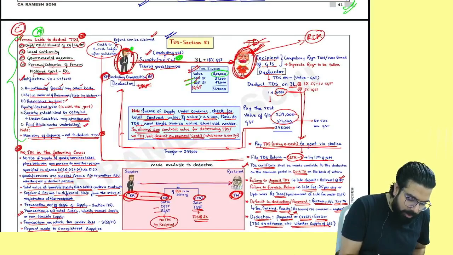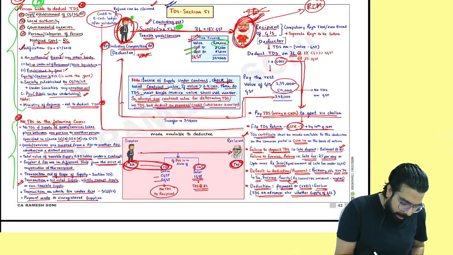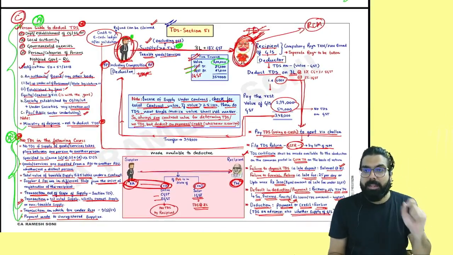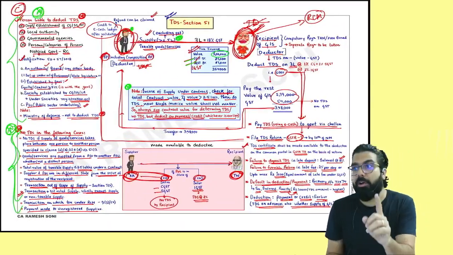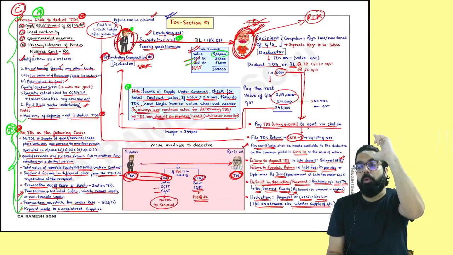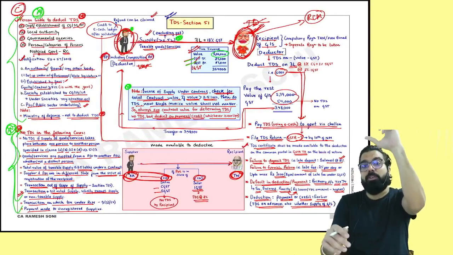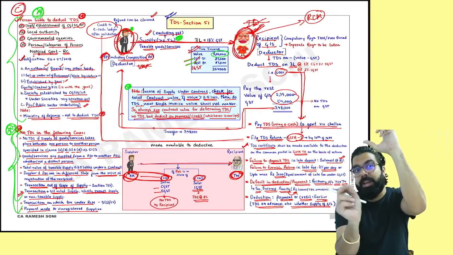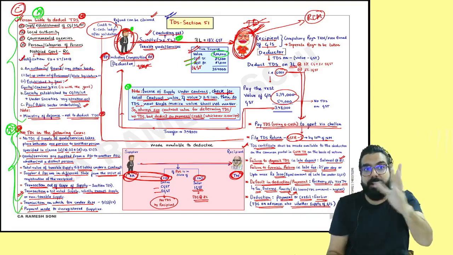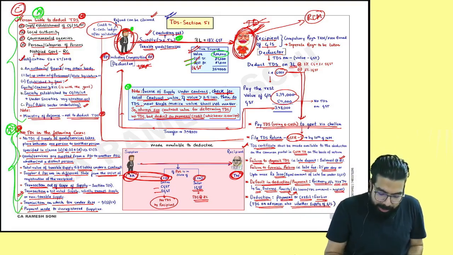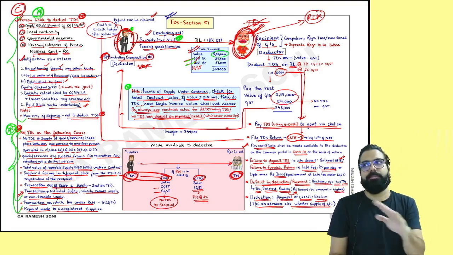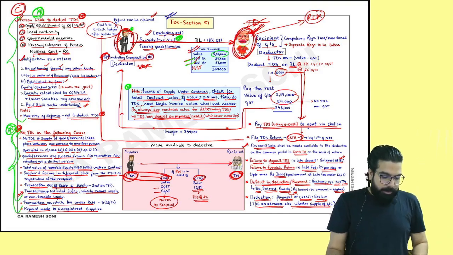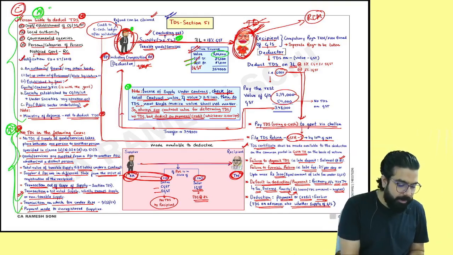Remember who is required to deduct TDS. Remember when TDS is not required to be deducted. Other than that, one point you should remember: if you have done a supply under a contract, and the contract value is more than 2.5 lakh rupees, then TDS will be deducted on every single invoice, even if it is 20,000, 30,000, 40,000, it does not matter. We will close our revision on the chapter of TDS. Done. Maximum expected 2 to 4 marks.